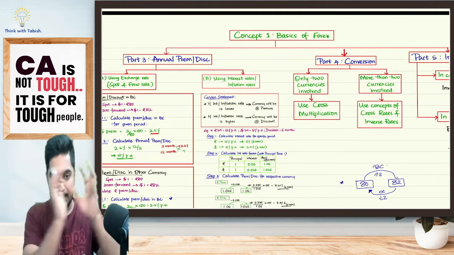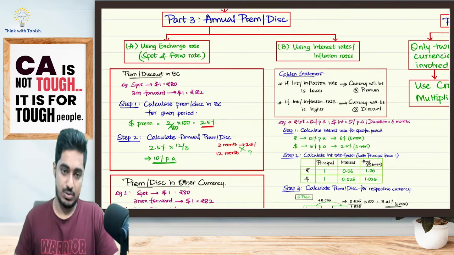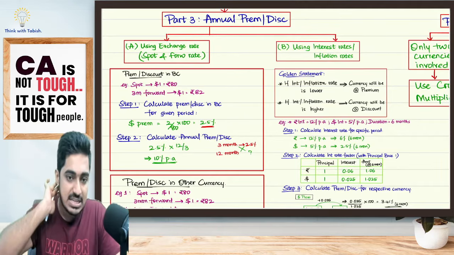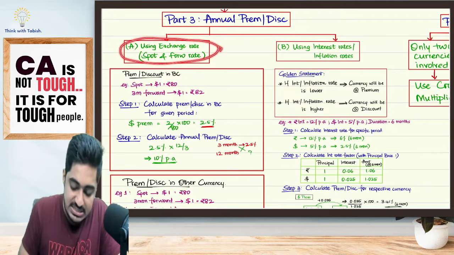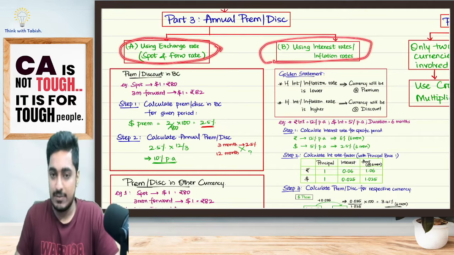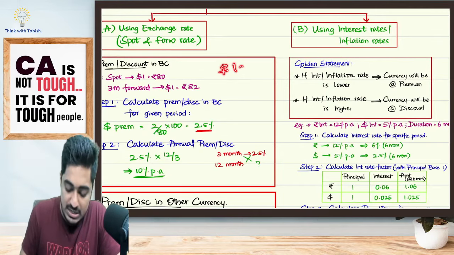Okay, concept 1, part 1 is over, part 2 is over. Now part 3 is calculation of premium or discount. How much premium or discount is there? We'll have to calculate. There are 2 different ways for us to calculate. First, using exchange rate. Second, using interest or inflation. Now, exchange rate. Suppose the question is telling that today spot $1 is 80 rupees, and 3 months later, $1 is going to be 82 rupees.